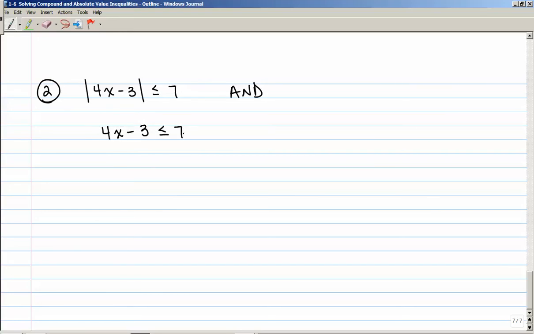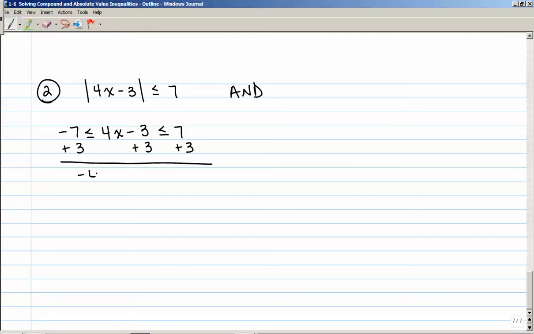Okay? And I'm not going to use the word and. I'm going to take this less than or equal to sign and put another one in front. And then instead of a positive 7, over here I'm going to have a negative 7. So the stuff that I'm graphing is going to be between a negative number and a positive number. And now I can just solve this. Add 3 to all parts.